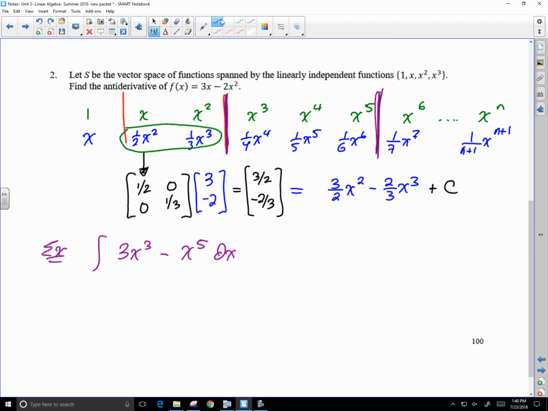All right, so my antiderivative space is going to span from power 4 to power 6. If I were to represent this in terms of only powers of 4, 5, and 6, I'd have coefficient of 1/4, 0, 0, because I don't have a power of 5 or power of 6 associated with this one. This would be 0, 1/5, 0, and this would be 0, 0, 1/6.